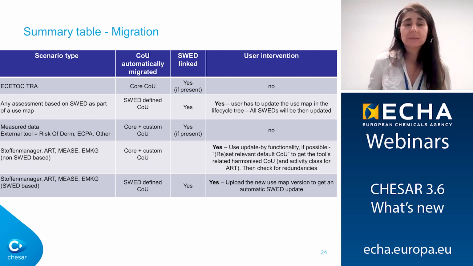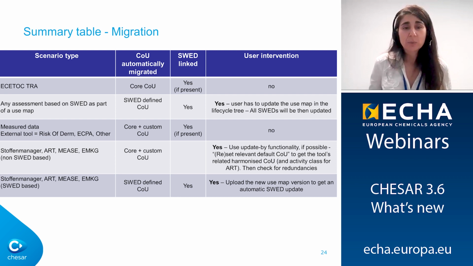Having said that, we can summarize the migration by checking this table. So for all the assessments done with ESETOC TRA, basically, all the conditions of use will be automatically migrated. If the SWED is linked, then it will be preserved, and there will be no user intervention to be done.